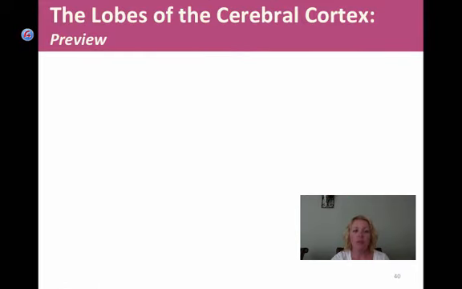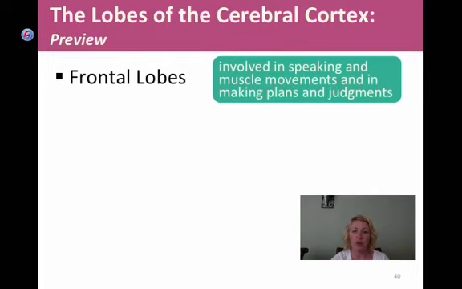So just to preview what the lobes are and what they do, each of them has dedicated functions. The frontal lobes are involved in speaking, muscle movements, and making plans and judgments. Remember, the frontal lobe is the one that is still developing in you guys. So this is where a lot of our higher level functioning comes from. The ability to think ahead, the ability to make good judgments, the ability to control our emotions. And there are some speech areas involved in the frontal lobes as well.